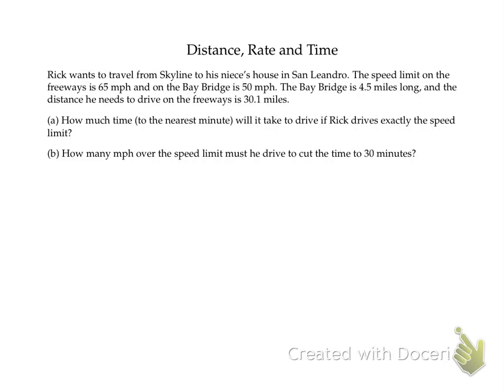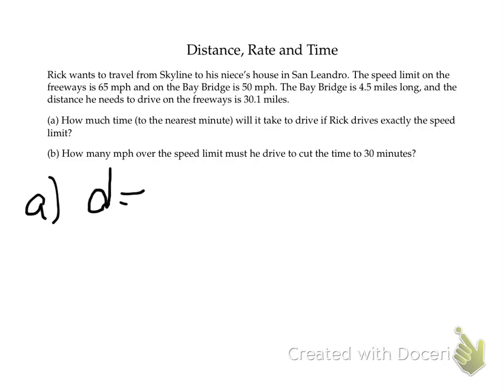First part is how much time to the nearest minute will it take to drive if Rick drives exactly the speed limit? And then a follow-up, how many miles per hour over the speed limit must he drive to cut the time to 30 minutes? The implication being that in part A we find something a little bit over a half hour.